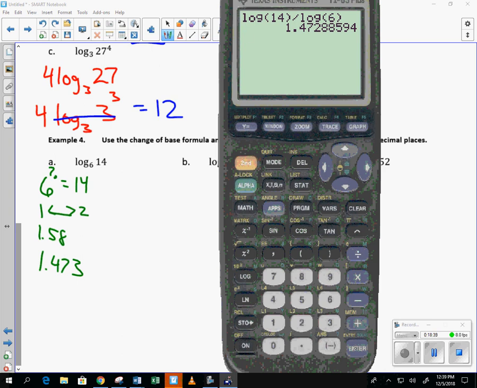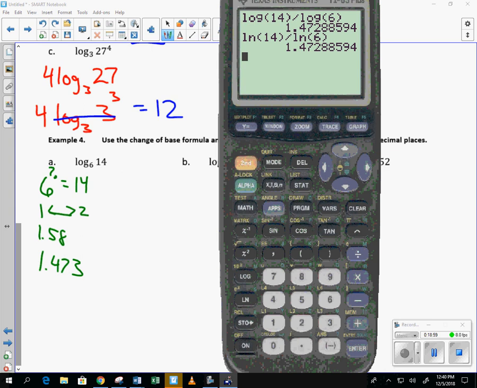I want to be clear. If you chose natural log instead, natural log of 14 divided by natural log of 6. Sorry, 6. I did that last hour too. Natural log of 14 divided by natural log of 6. You come up with the same answer. Okay? So it doesn't matter which one you choose. Try the next 2 on your own.